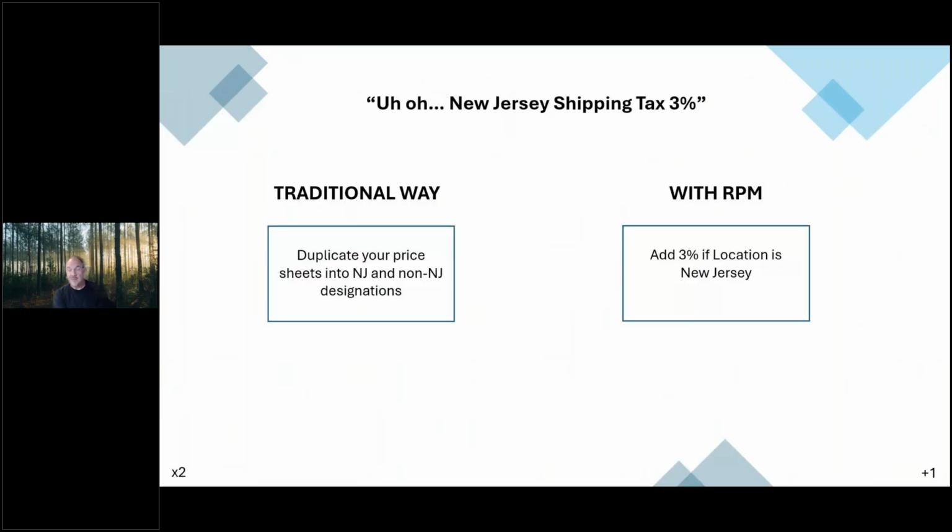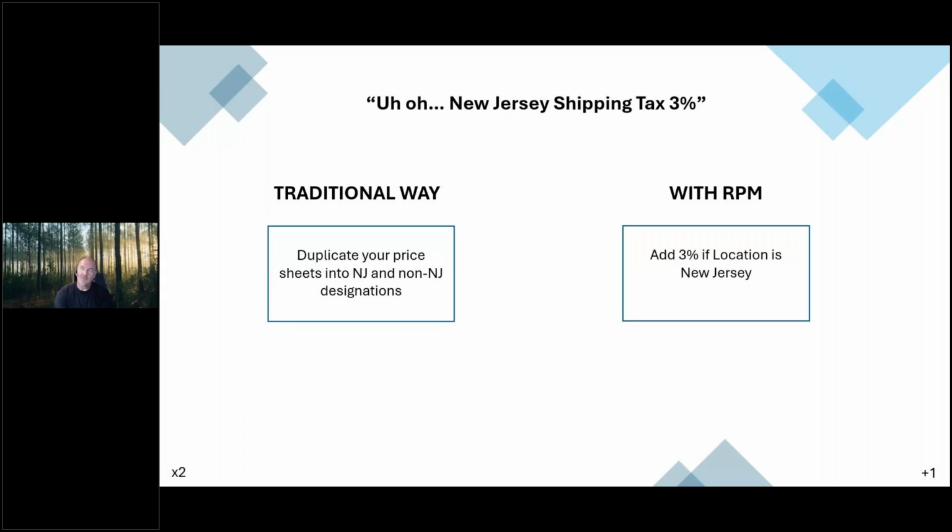So let's suppose that you've still got that working. The reality is that 2 years from now, New Jersey is going to slap a shipping tax on you for 3%. Well, with the number of worksheets you're using, you're going to have to double the number of records that you have again. You're going to have to duplicate your price sheets and divide them into New Jersey and non-New Jersey designations. If you're using Rockton Pricing Management, you simply need to add 3% if the location you're shipping from is New Jersey. One record versus doubling all the records that you have.